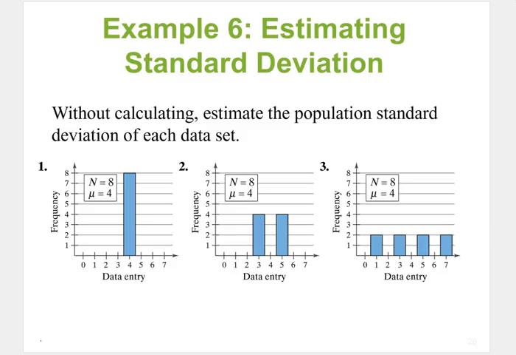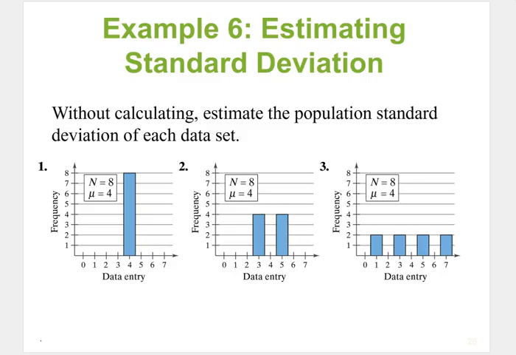All right, so I'd like you to try the same thing. Here are 3 different graphs, 1, 2, and 3. They all have a population of 8, and they all have a mean of 4. And what I'd like you to do is try to estimate that standard deviation based on what you see, given that last example. So press pause, give it a try.